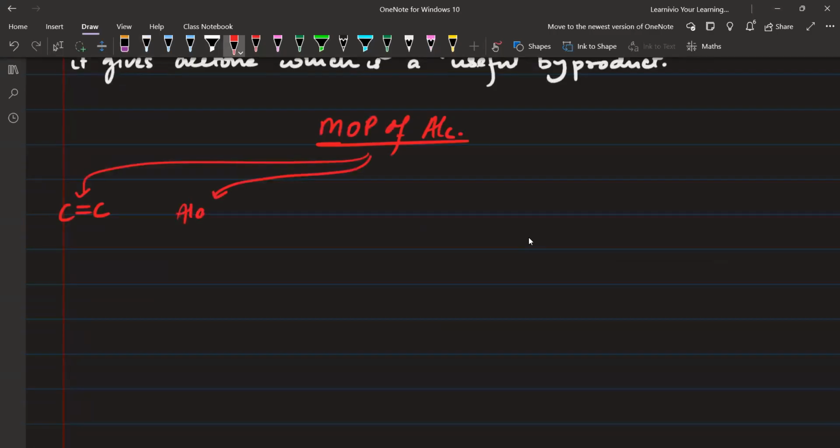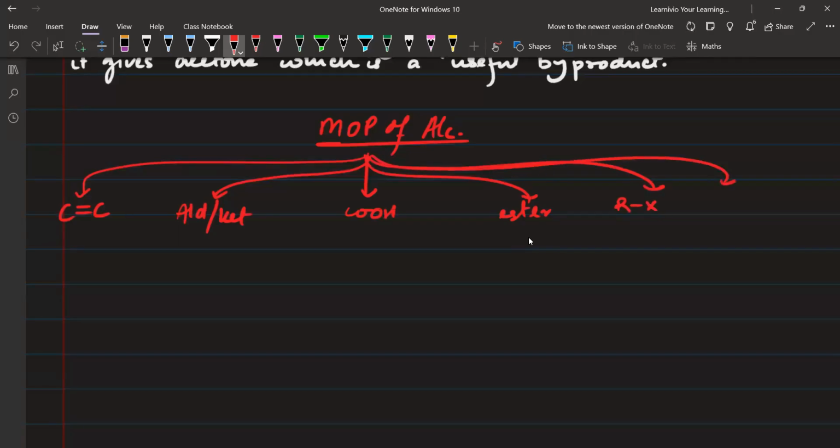So you can have aldehyde or ketone, and we have seen also carboxylic acid, that is from COOH. Using carboxylic acid, we can prepare using ester. We can prepare using haloalkane RX, and we can also prepare using RNH2. So these are the main categories from which you can prepare alcohol.